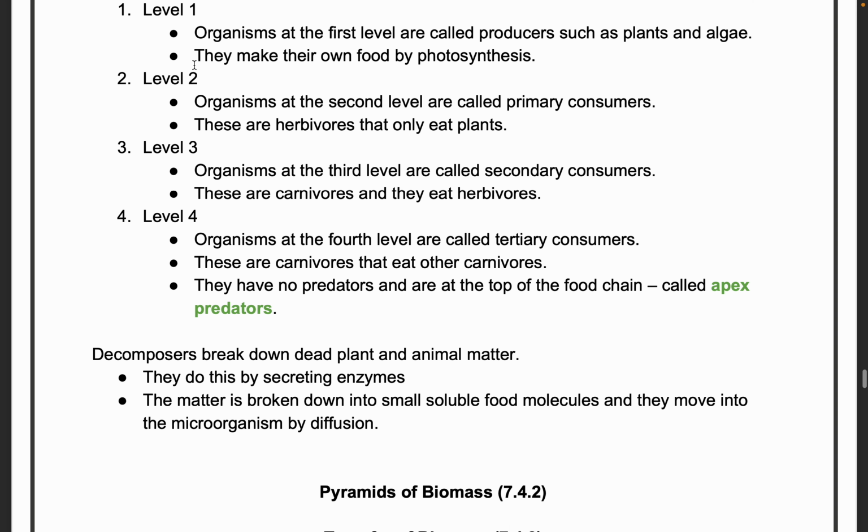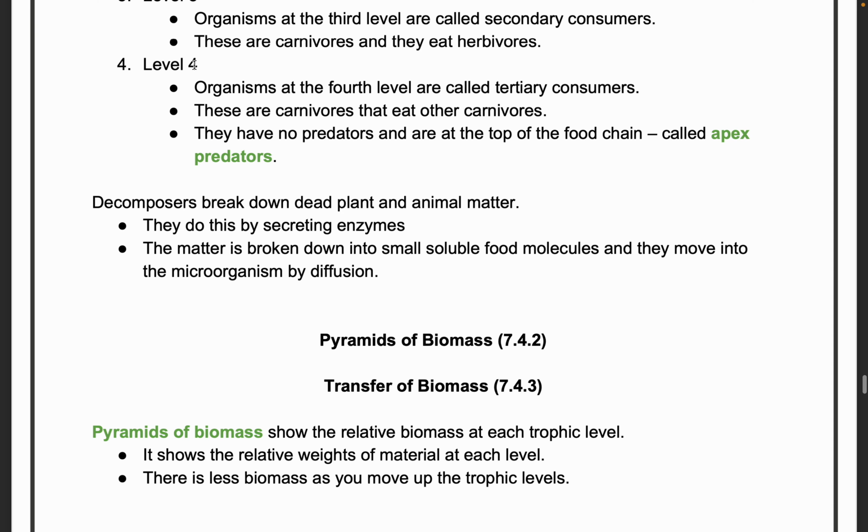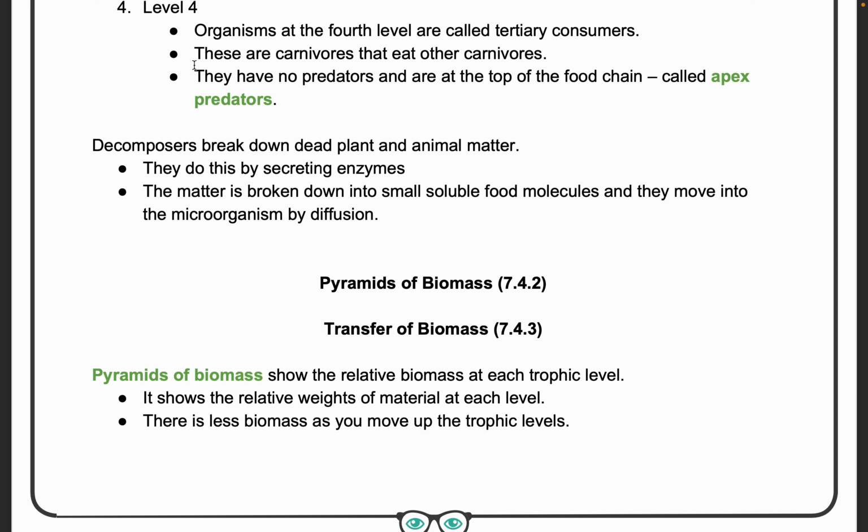Decomposers break down the dead plant and animal matter. They do this by secreting enzymes. The matter is broken down into small soluble food molecules and they move into the microorganisms by diffusion. Okay, that is how decomposers work.